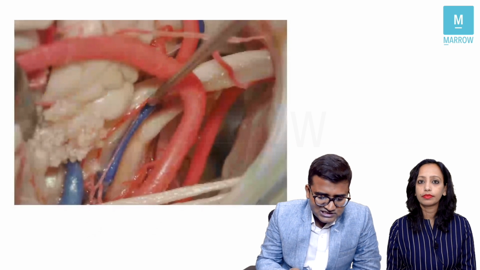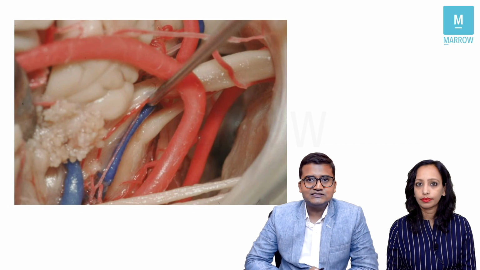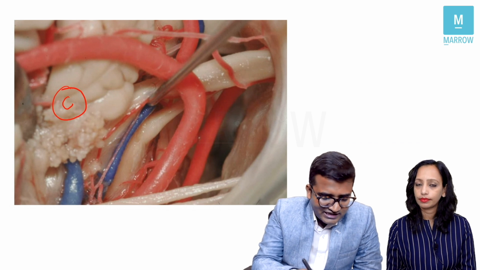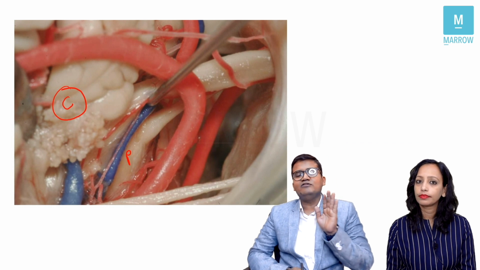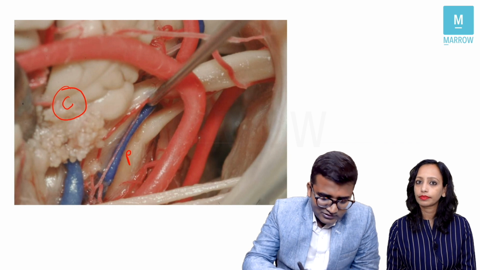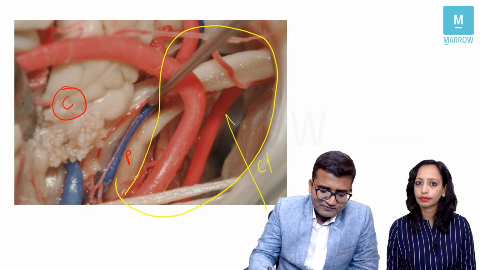Right. Now, see this diagram. This is the posterior view of the CP angle. Can you see this one? This is the cerebellum we are seeing here, and in front of that, this is the pons. Now, we are seeing the CP angle from behind. Is that clear? Right. Now, we have this fossa here. This angle is called the CP angle.